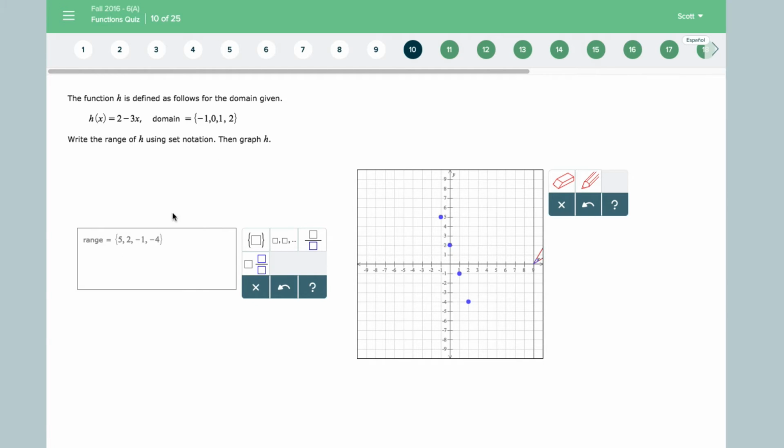Now what's the problem here? The problem here is it's got to be in order from smallest to biggest. So I'm going to have to rewrite that. -4, -1, 2, 5. So let's go ahead and do that. It always has to be smallest to biggest. -4, -1, 2, 5.